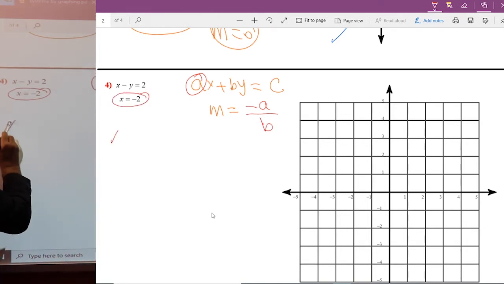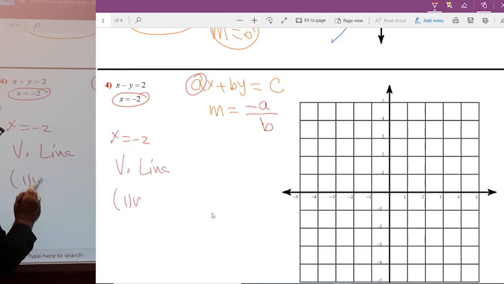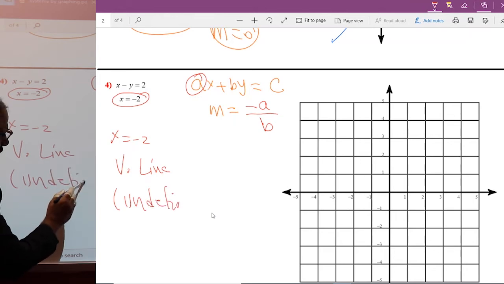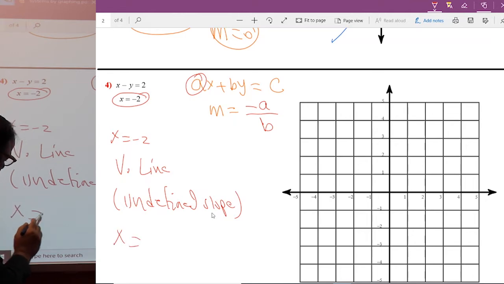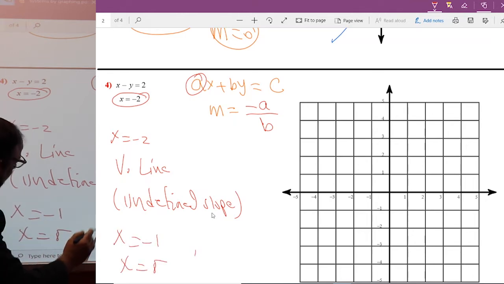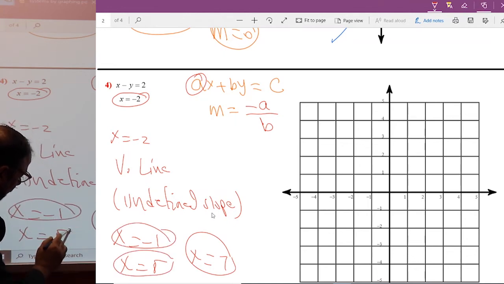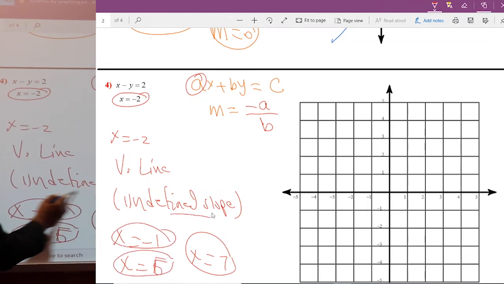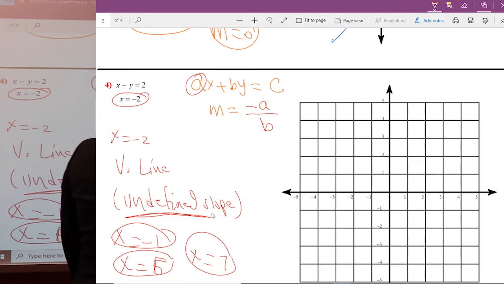Leave this one. x equals negative 2 is a vertical line. Any vertical line has undefined slope. x equals negative 1, x equals 5, x equals 7. All these vertical lines have undefined what? Slope, right?